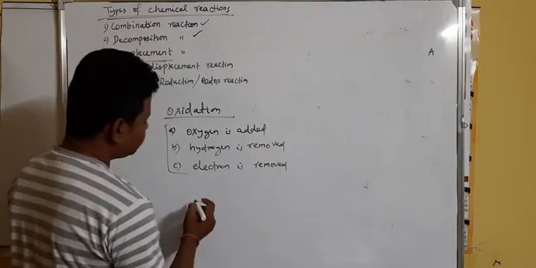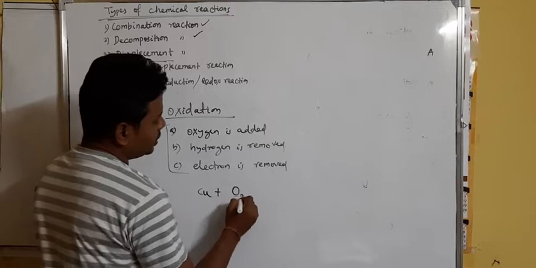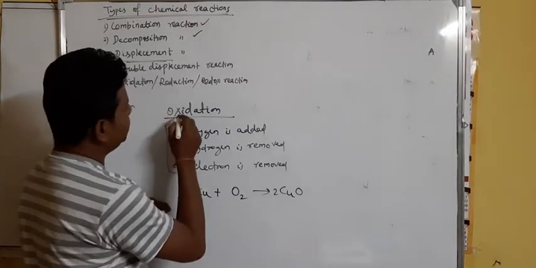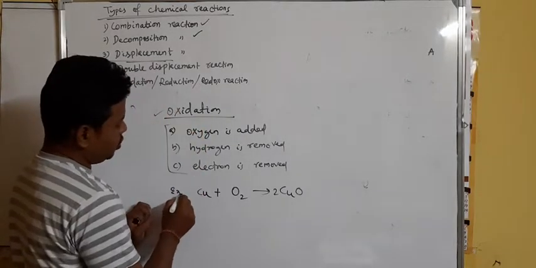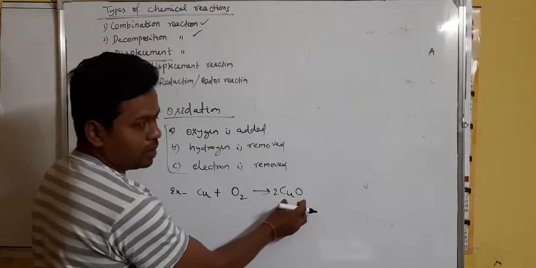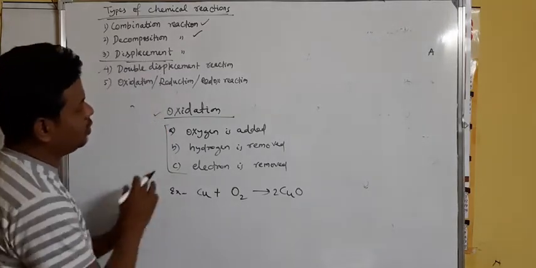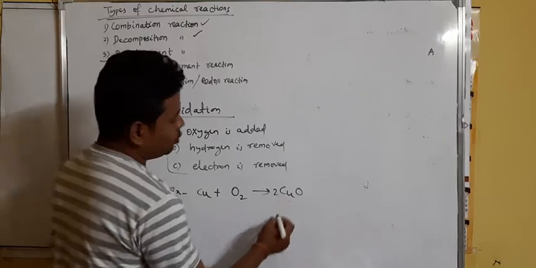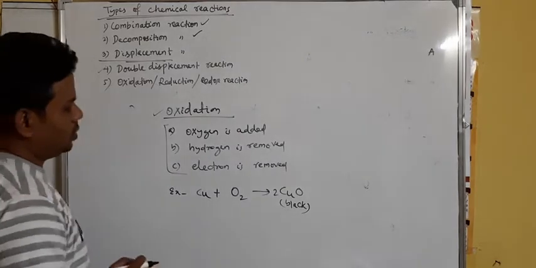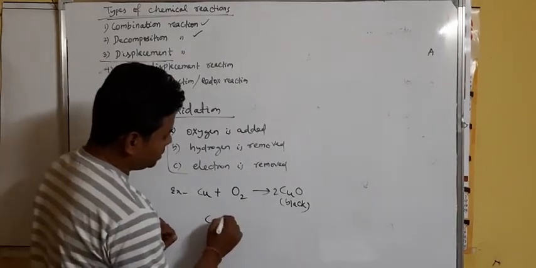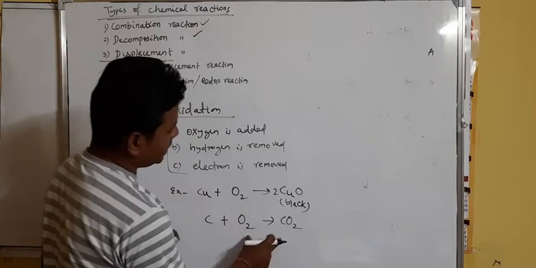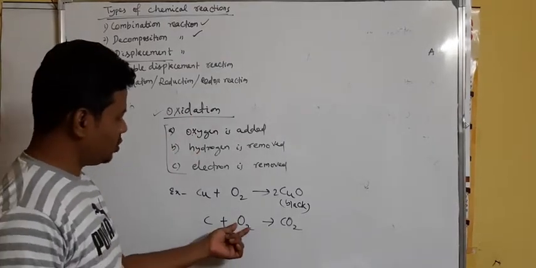We'll take the example that copper, when burnt with oxygen, forms copper oxide. So this reaction can be called an oxidation reaction. Why? Because oxygen is added to copper to form copper oxide, which is black in color. Similarly, carbon reacts with oxygen to form carbon dioxide. This reaction can also be called an oxidation reaction because oxygen is added.